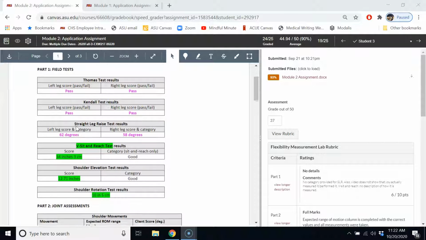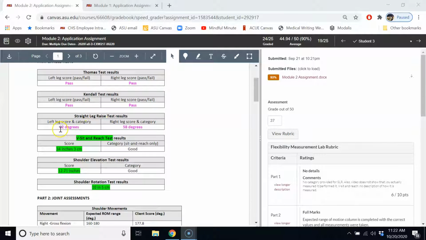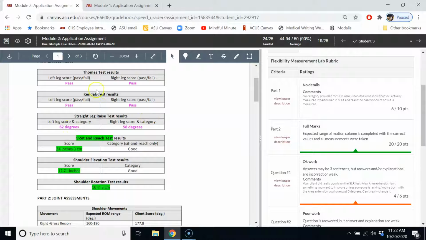Just pass or fail. For the straight leg raise test, I want the amount of hip flexion achieved, and I also want the category. For the category, you can find those on the procedures for the lab. So you just look and you see the ranges, and then you write the category here. This person lost points on this one because they didn't put the category for the straight leg raise test.